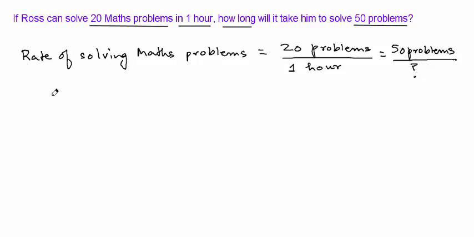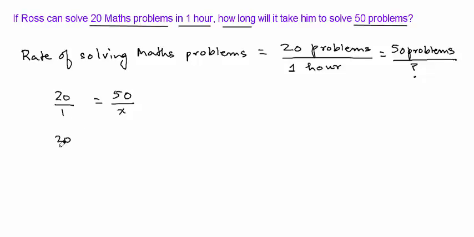In other words, we set up the proportion 20 over 1 is equal to 50 over x, where x is the unknown. You need to find this out. Well, there are different ways to find this number out. Let's try and change this number of hours to a certain number of minutes, and go on to simplify this fraction and see if we can find x.